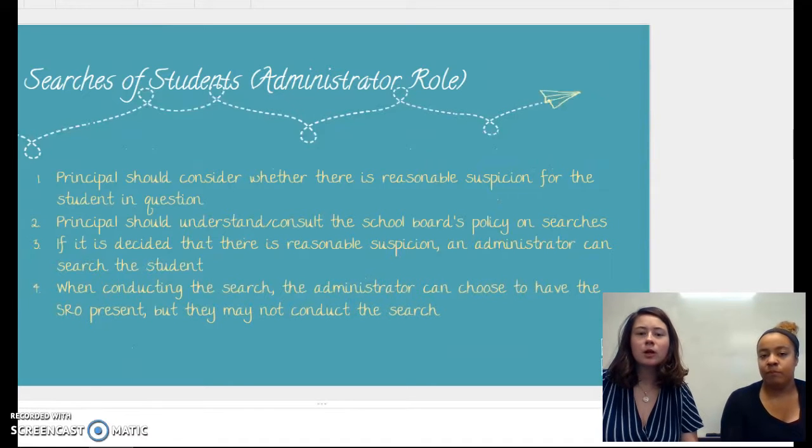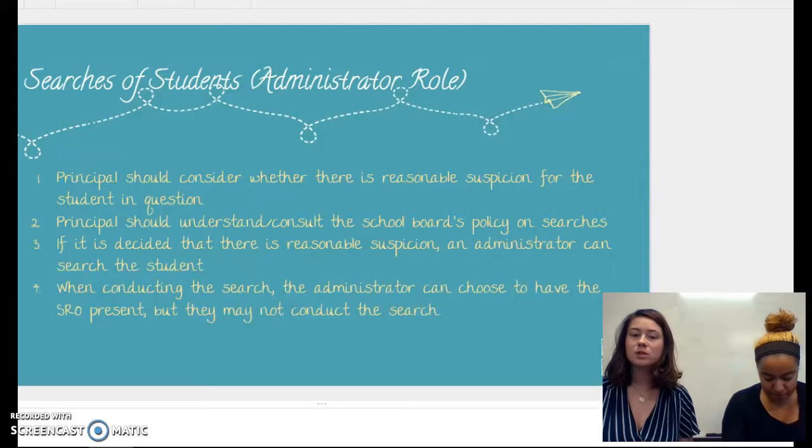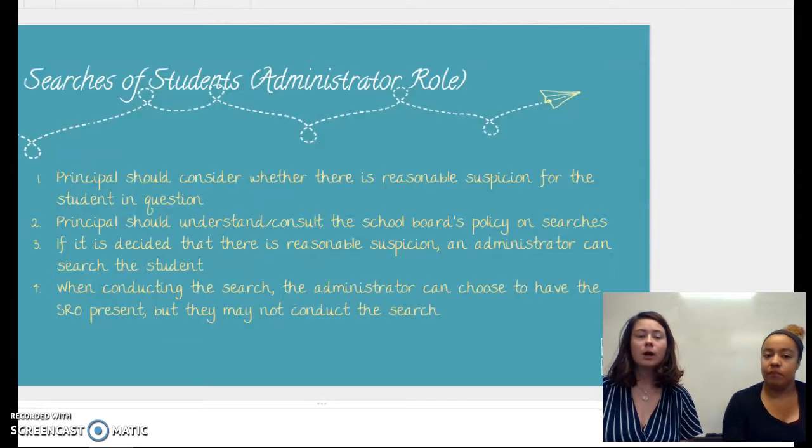All right, so now we're going to talk about searching students. That's kind of a more difficult situation. It's the most difficult situation that could happen in a classroom. We're going to talk about the two different roles: the administrator role first, and then the teacher role in this situation.